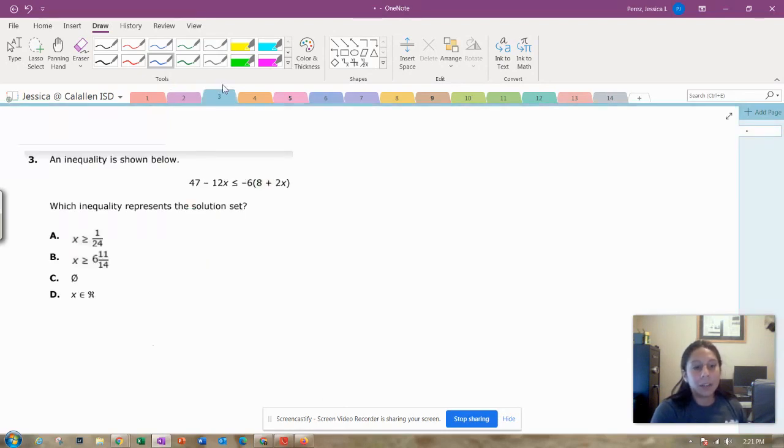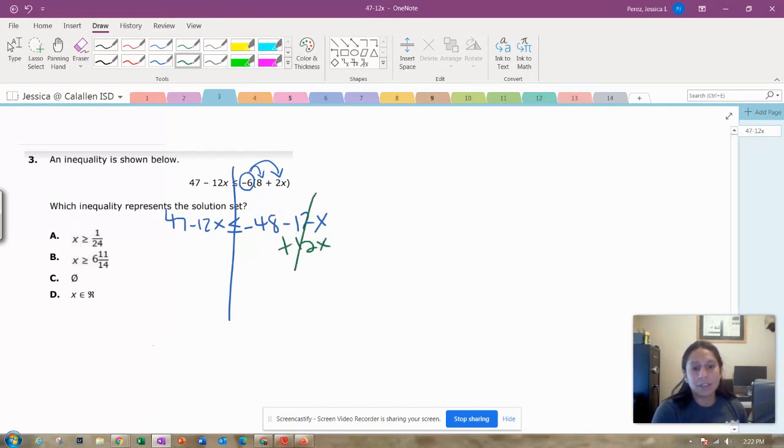Problem 3. An inequality is shown below. Which inequality represents the solution set? So for this one, we have a negative 6, and we need to distribute that into the parentheses. So 47 minus 12x is less than or equal to negative 48 minus 12x. Next, we have to put the x's together. So add 12x, that goes away. Add 12x here, this also goes away.